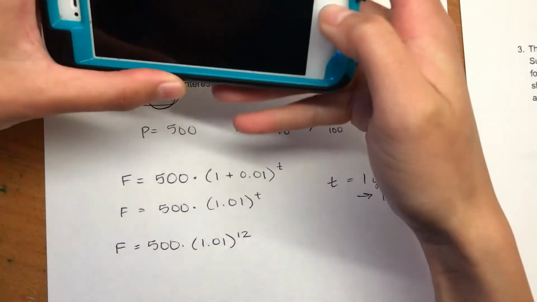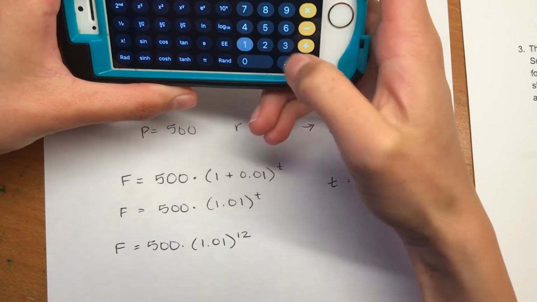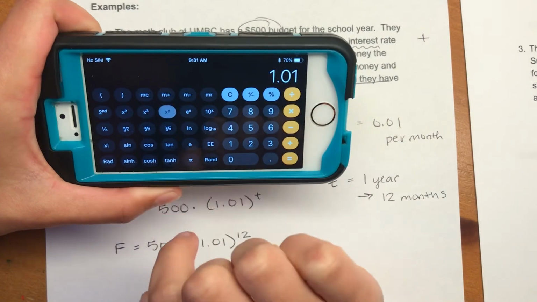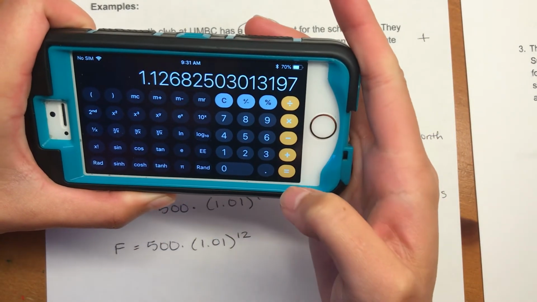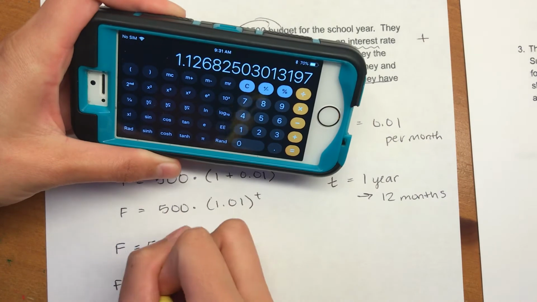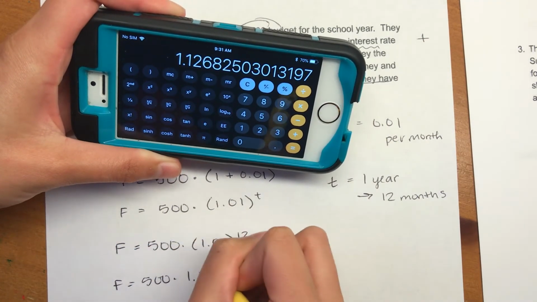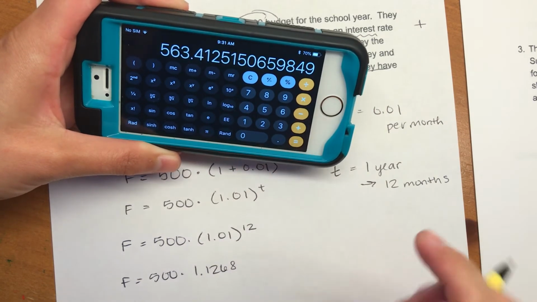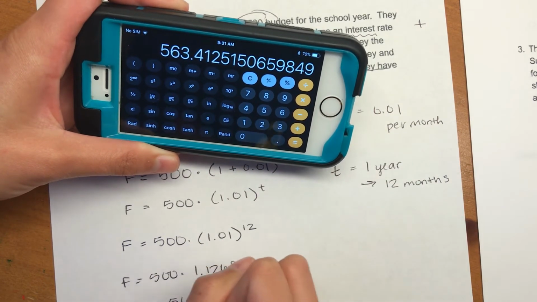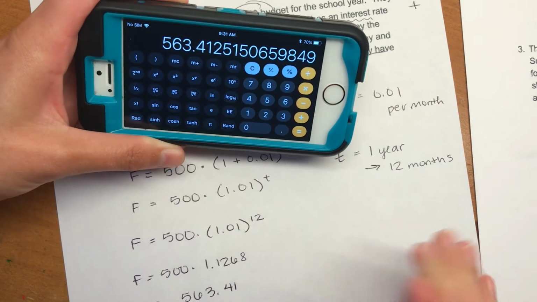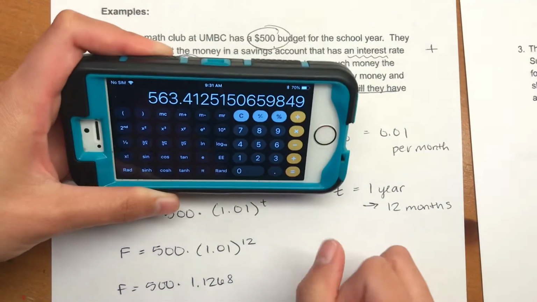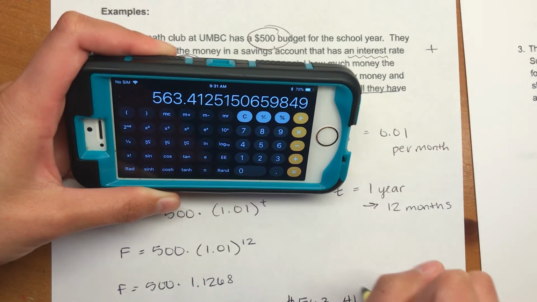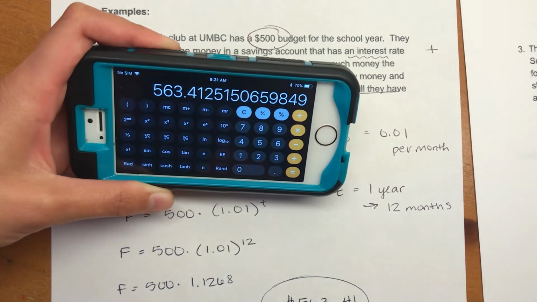Then I'm going to go to my calculator, and I'm going to enter 1.01, and I use my exponent button to the 12th, which gives me 1.1268, etc. So I'll multiply that by 500, and I get 563.41. And since this is an amount of money, my final answer is going to be $563.41.